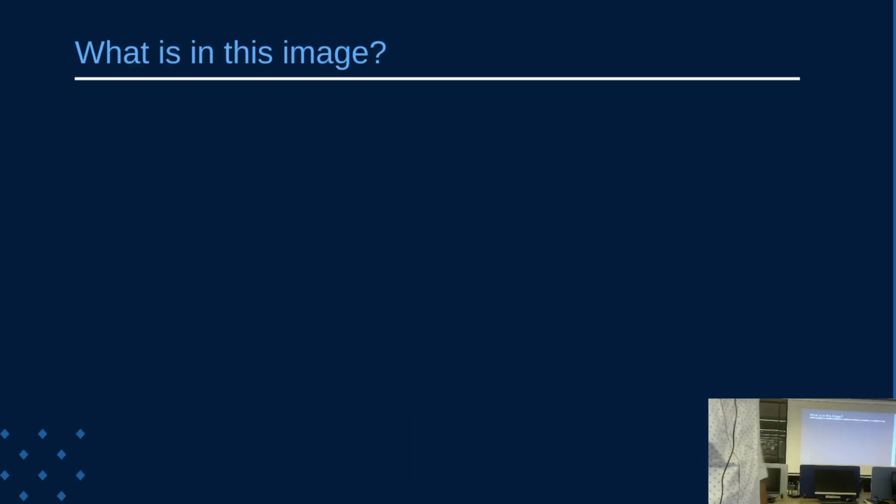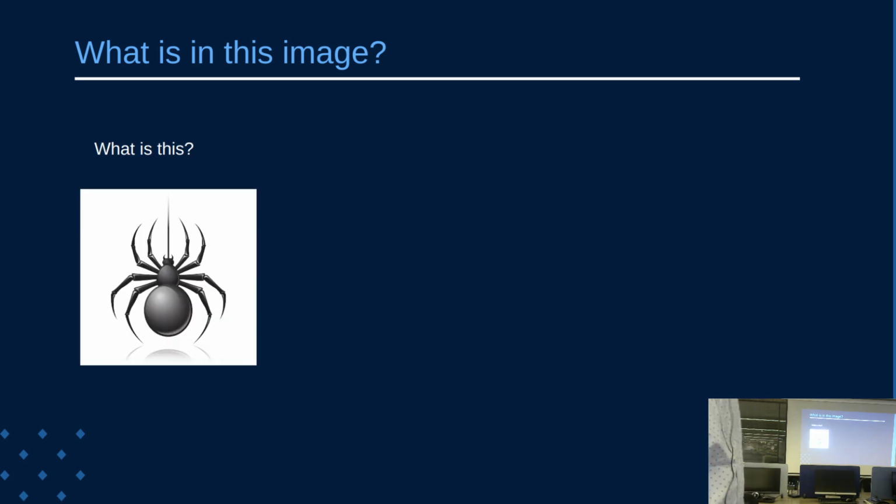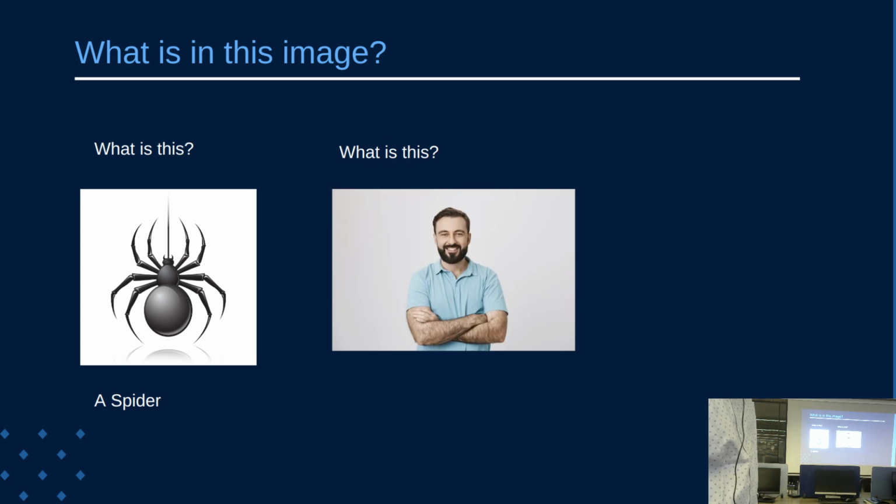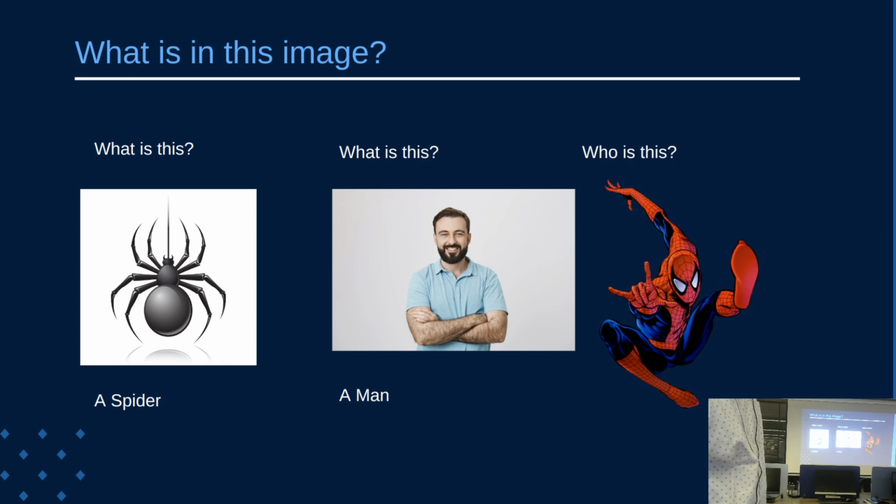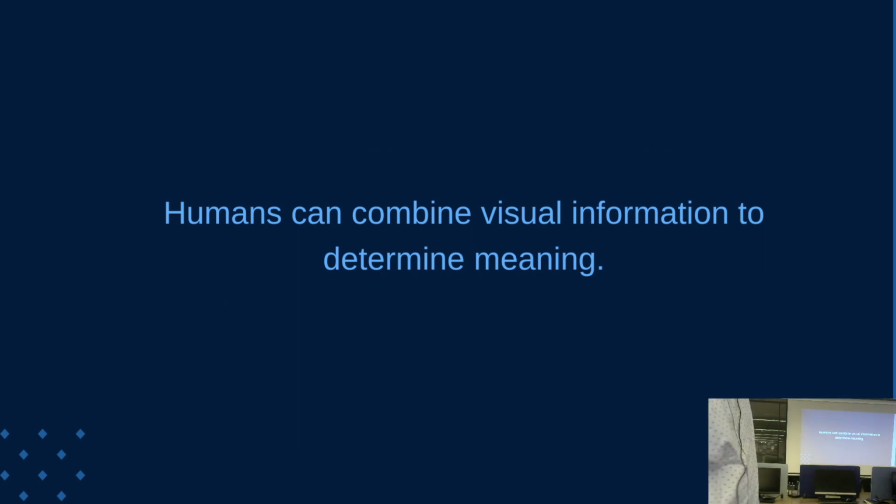Okay, let's go a little further. What is this? Good. What is this? A man. Okay. And who is this? Spider-Man. Good. So, what did we do? We combined visual information from two different sources and we determined meaning from it. Now, of course, combining Spider-Man to make Spider-Man does not make that much sense.